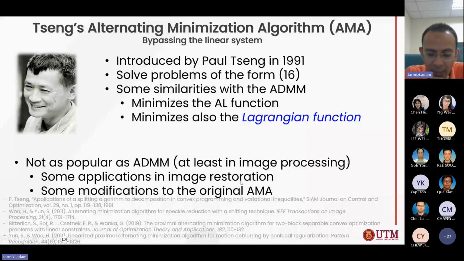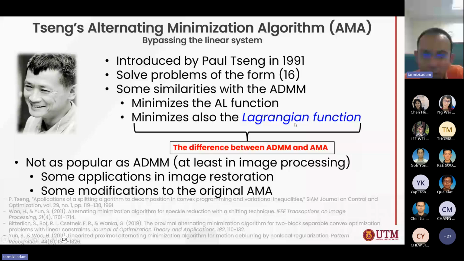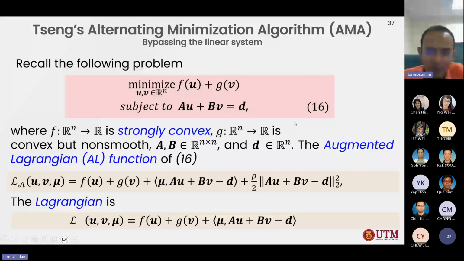Okay, and of course there are some papers that have modifications of this AMA algorithm. This is the difference between ADMM and this AMA algorithm, because in one step you will also minimize the Lagrangian function. So it's going to solve the same problem as in the ADMM. However, we require that this function over here be strongly convex. In ADMM it was just smooth and convex. This one must be a strongly convex function, and then the others are quite the same.